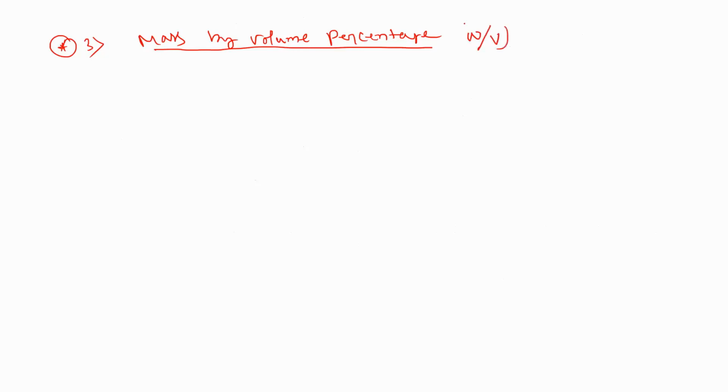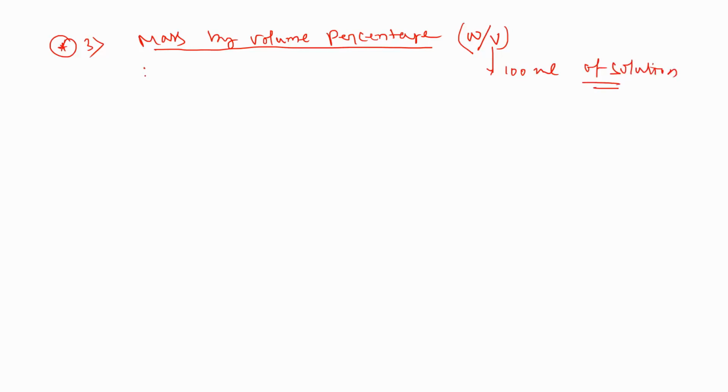Another thing is mass by volume percentage. Mass by volume percentage means W by V percentage. What is that? It is the mass of the solid dissolved in 100 ml of the solution. Here we always have to say this is 100 ml of the solution.